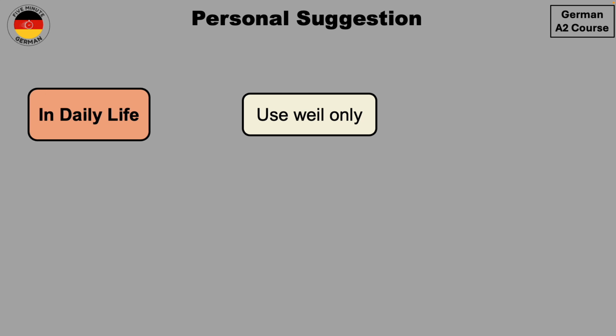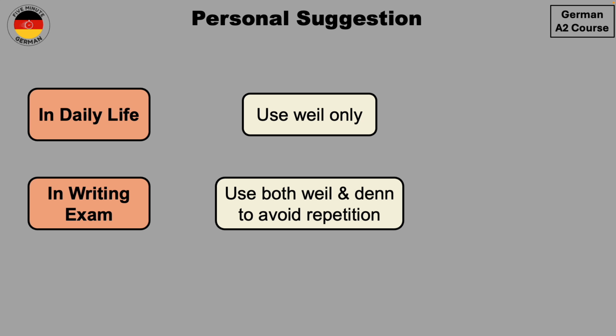However, if you are in a writing exam, such as in the A2 writing exam, then you should use both "weil" and "denn" so that you avoid repetition. For example, if you are writing an email or a letter, then it is better that in some sentences you use "weil" and in some you use "denn". And this will show the examiner that you know both these words and can make sentences with both of them. And in the start, I know it will take some time, but with enough practice, the sentence structure where the verb goes to the end will come to you automatically.